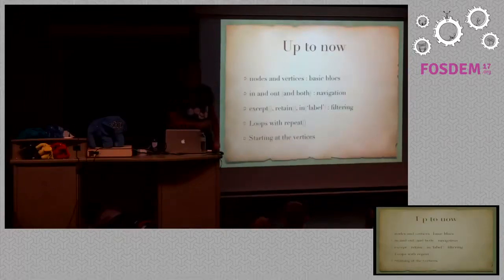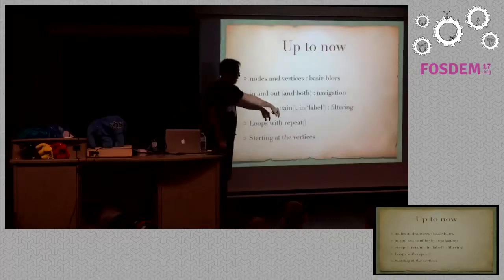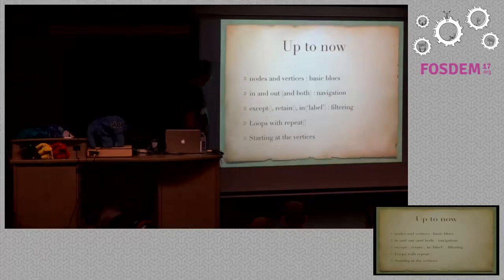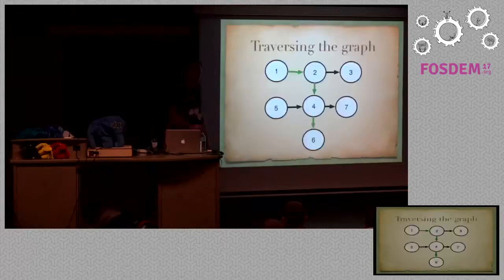No. Yeah, no. So what have we seen up to now? Well, we've seen the node on the vertices. We've seen in and out, which is the backbone of your navigation. You're going to use that a lot. We've seen a few filters, except, retain, in, without the label, that's going to come, and the first loops. So now we're going to move to something more interesting.